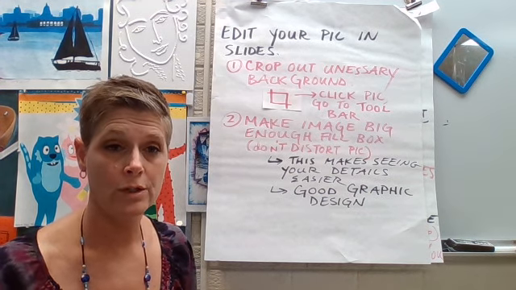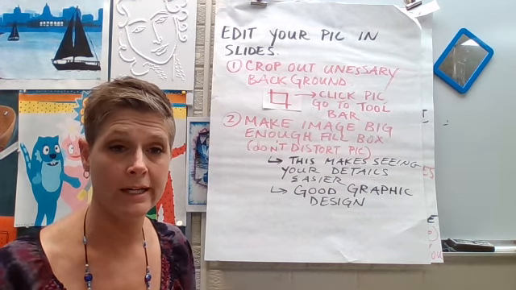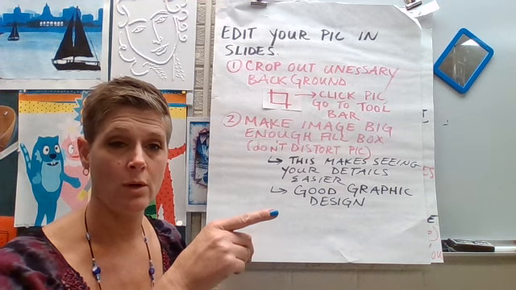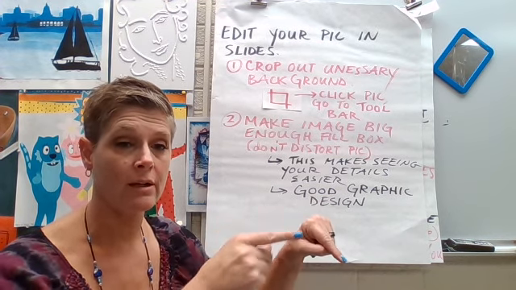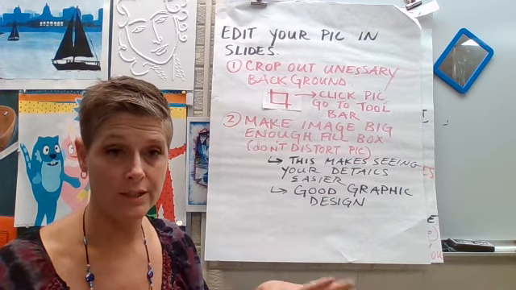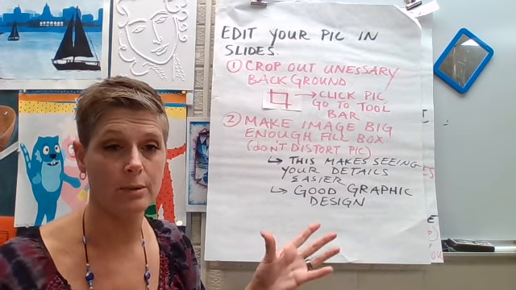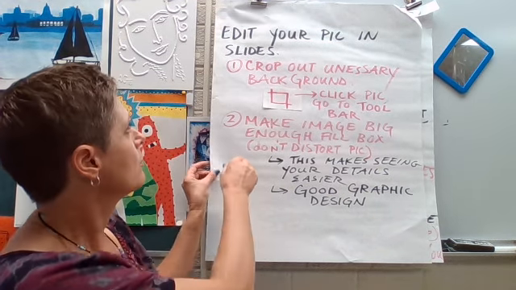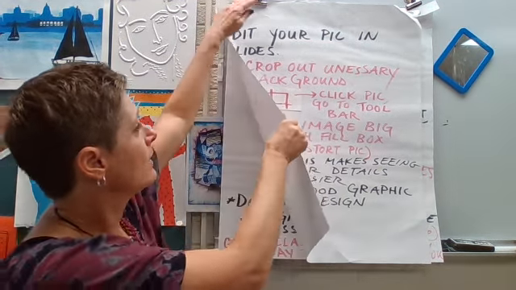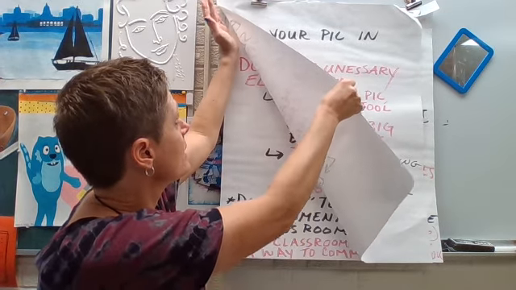Then I want you to fill that box as big as you can without distorting the picture. In order to make your pictures big without distorting them, put your cursor on one of the anchor points in the corners. If you hold the shift key as you click and drag, your picture will not get distorted and you can make it as big as possible. It may not fill the box, but at least it's big. The reason I want them big is that it really does help me see your details better.